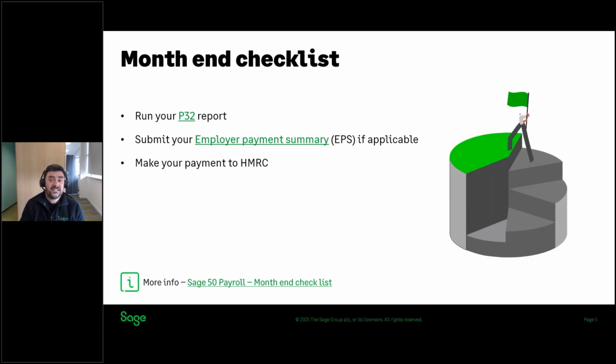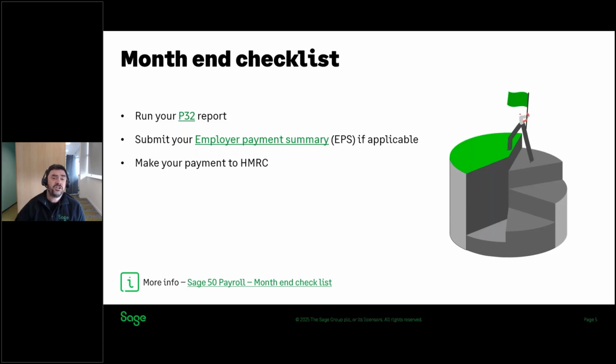The second task is to submit an EPS if applicable. So that's an employer payment summary, and it is required if there's additional information you need to report that was not included in your full payment submissions, your FPS. And the third task is to make that payment to HMRC. So that payment is due by the deadline of the 19th of the month if you pay by check, or the 22nd of the month if you pay electronically.